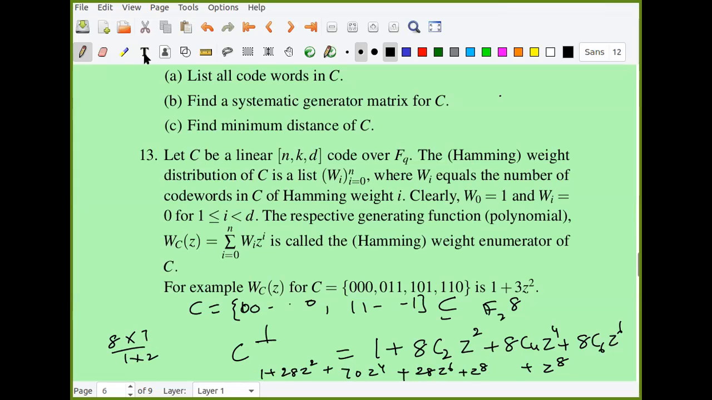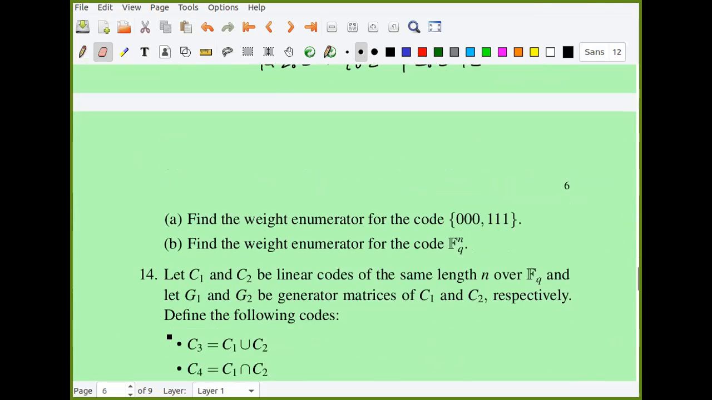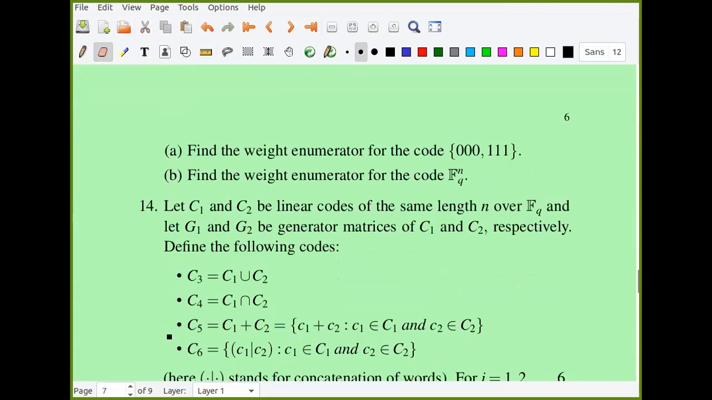Yeah, try it. So I hope you understand the problem, right? If we solve more problems, we will understand. Find the weight enumerator for this code. Can you tell me, for Fq power n?